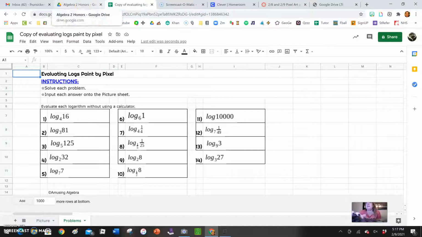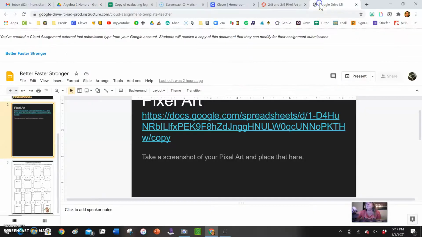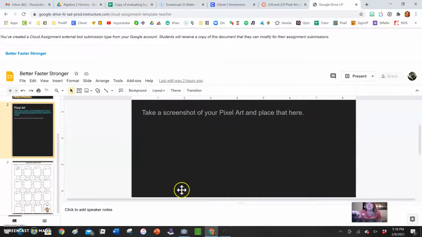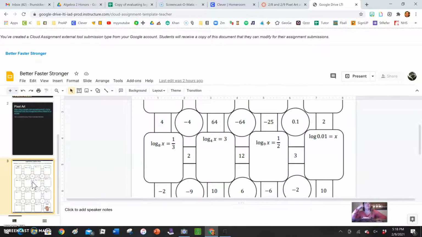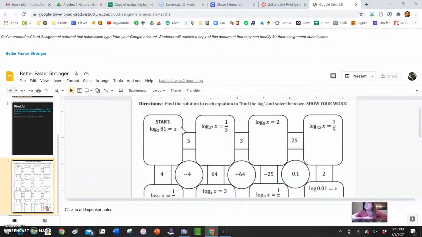So let's go back into it. When you're done with your pixel art, go take a screenshot. That's going to go here. But let's go into the maze, okay? Now, when you're in the maze section, what I want you to do is, again, try to do this in your head, okay? But if you need to write anything down, rather than using your paper, I'd like to see you put it right here. So you should be able to just type in a text box.